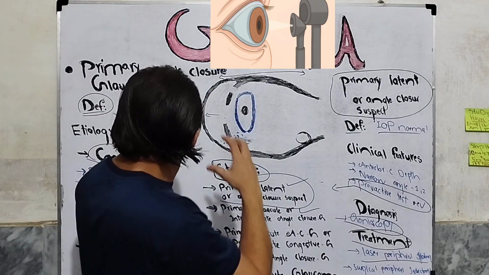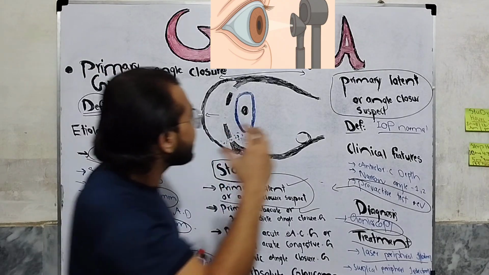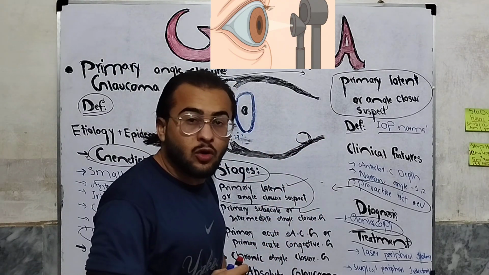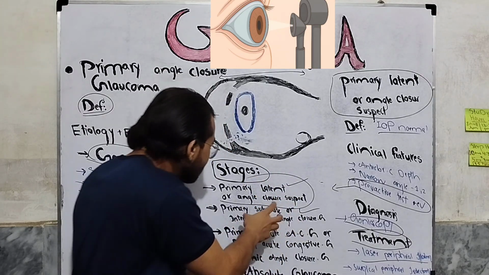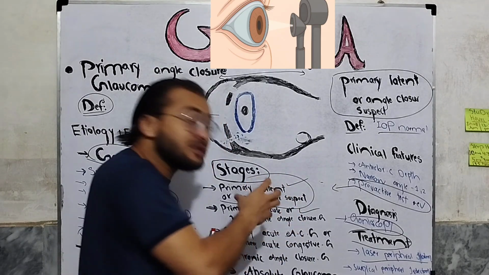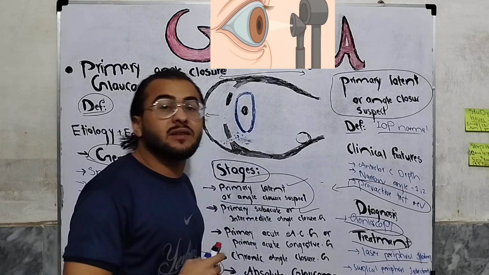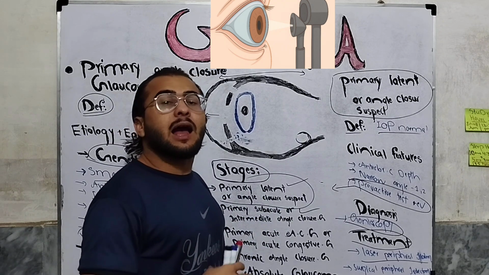So this was about the etiology, epidemiology and stage 1 of primary angle closure glaucoma. We will discuss the other stages in the upcoming lecture, as they are important and need explanation.